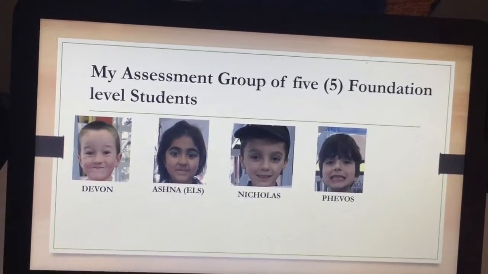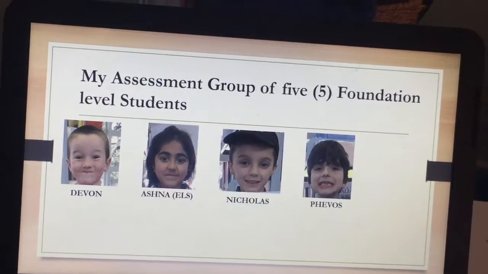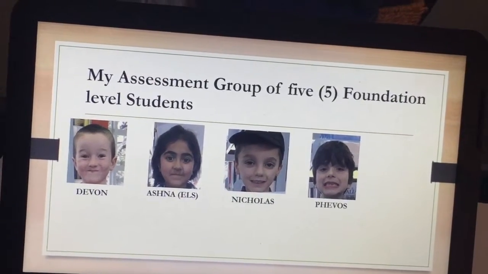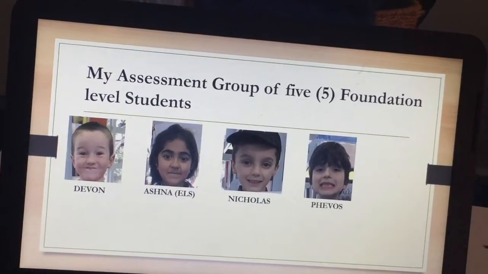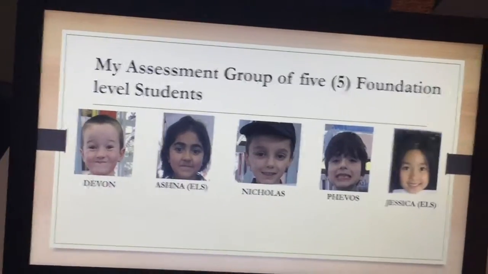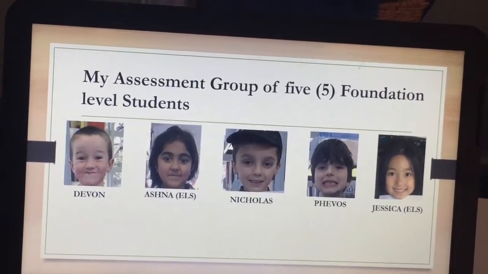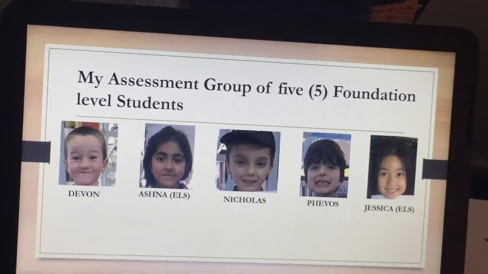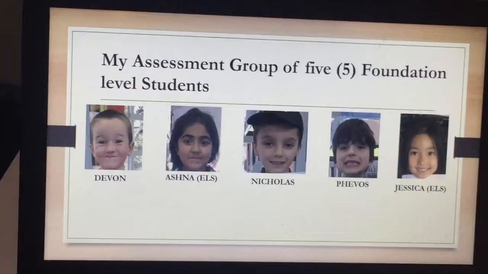Fervos is in the middle performing group within this foundation class, but personally in this group he was strong. Like Ashna, he has the potential to significantly improve his learning and understanding as he goes through his schooling. Jessica is another ELS student within this group. She is also a low performing student. Like Nicholas, she found this assessment difficult, which was to be expected being an ELS student.